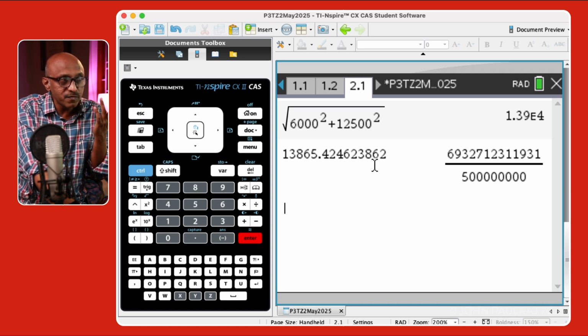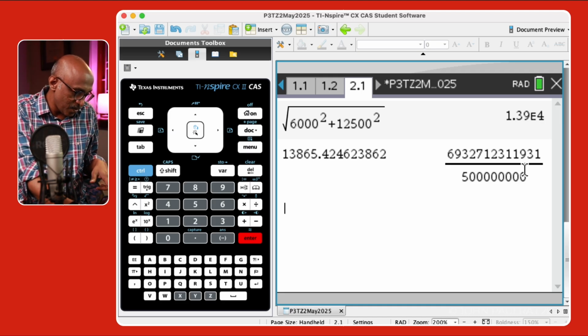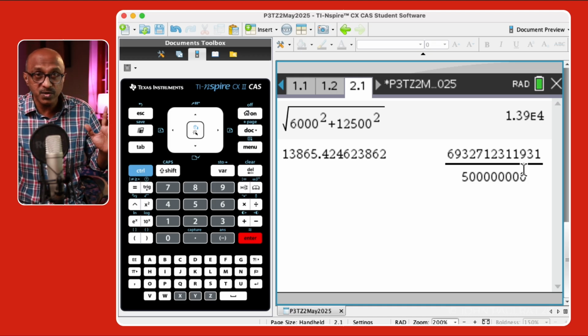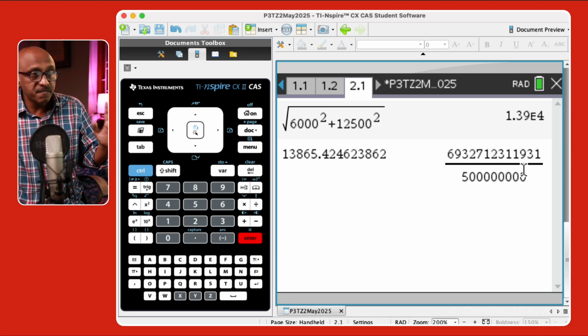13865.42, rounded off, of course, to 3SF as it gives there. And what do they say in the question? Do they say anything? They just said find the distance, right? They've not said anything of rounding off, okay? Because the others are like 0, 0. So I don't know whether it's just 3SF. They've not said, but you have to give your answer in 3SF because that's what the IB prefers.